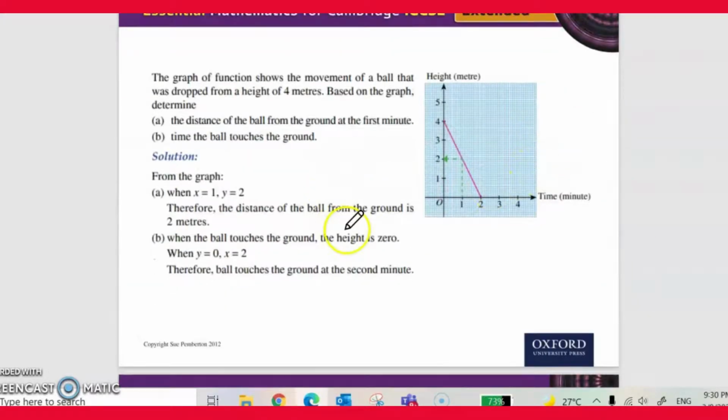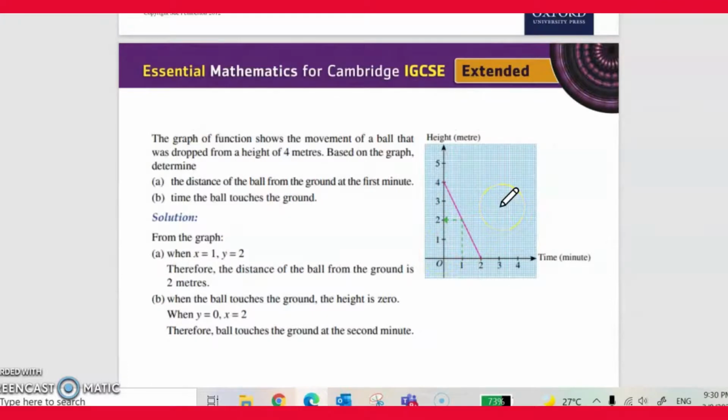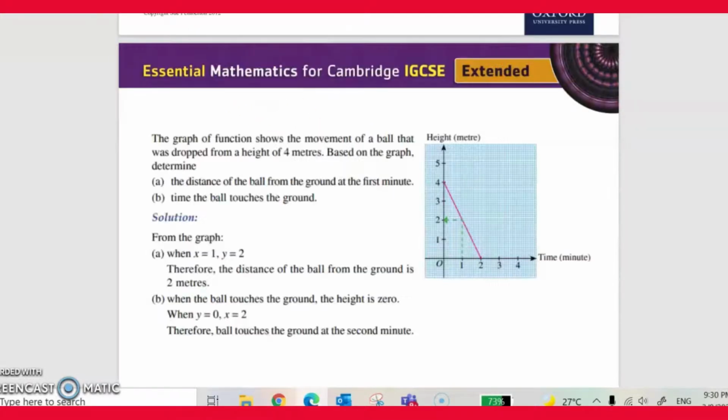Okay, so the last part is interpret graph. Actually from the graph you can take any information related from the graph. Okay, so the graph of function shows the movement of a ball that was dropped from a height of 4 meters. Based on the graph, determine the distance of the ball from the ground at the first minute. So this one, the x-axis refers to the minute, which is time. And for the y-axis, we refer to the height, which is in meters.